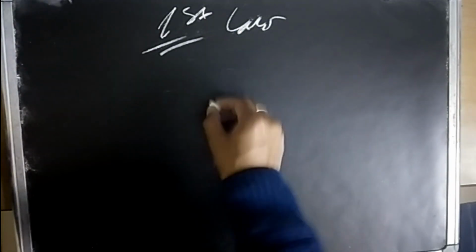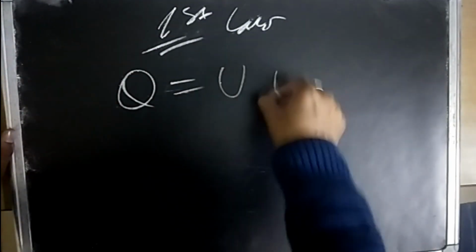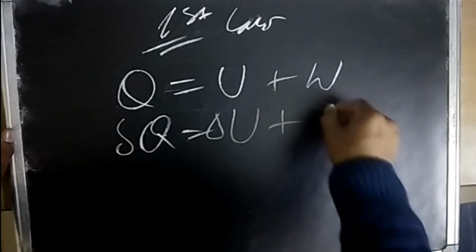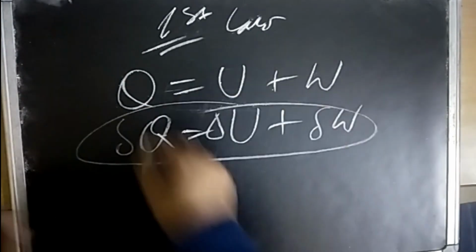The first law says that total energy is conserved. So what is it? Q is equal to delta U plus W, or delta Q is equal to delta U plus delta W. This is the first law. It says that the net energy is conserved, total energy is conserved.